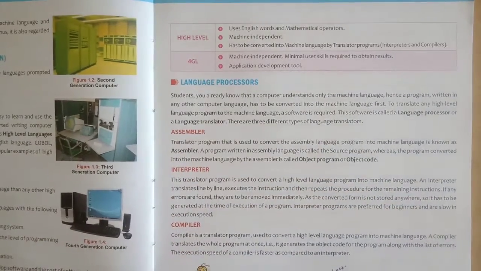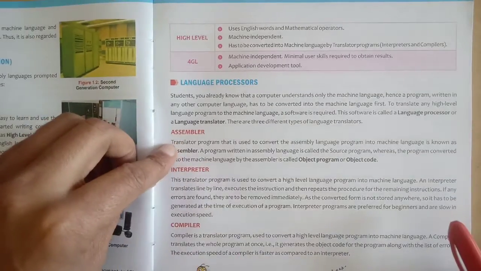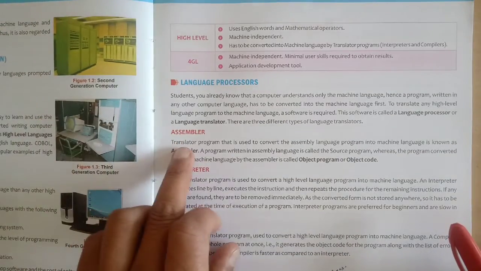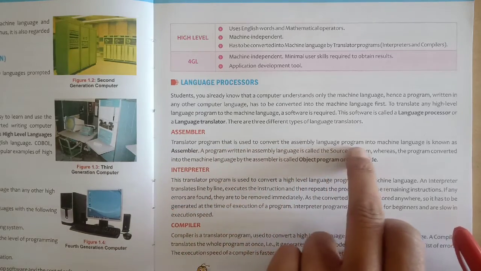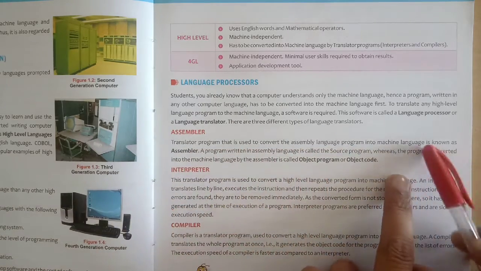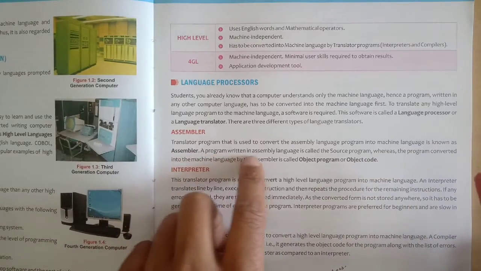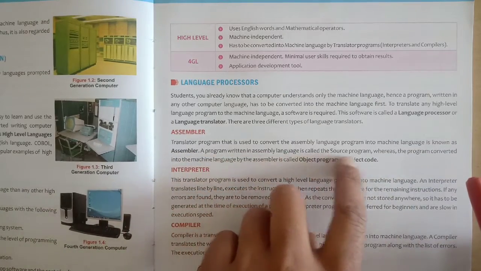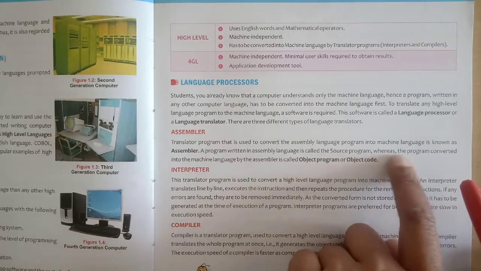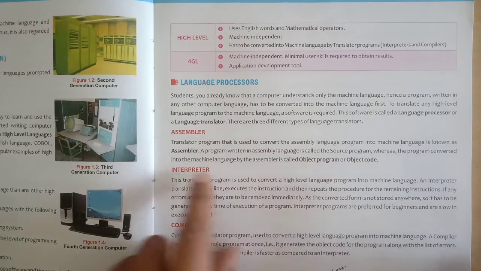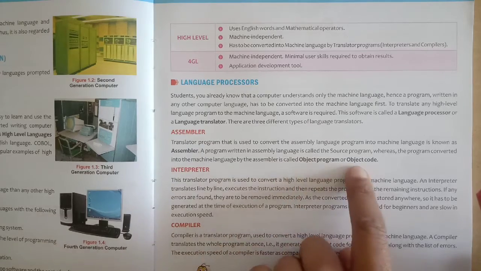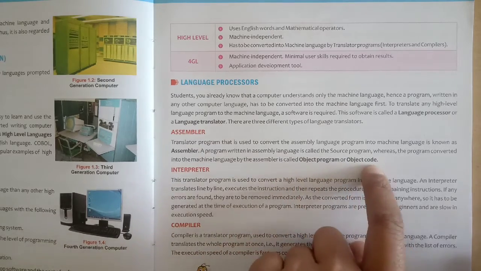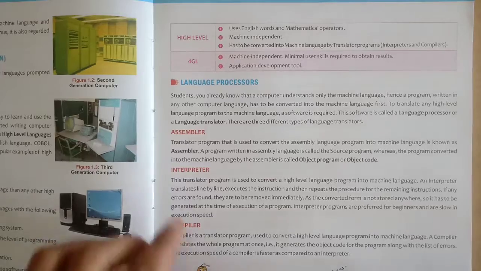So first our language processor is assembler. What is the function of assembler? Translator program that is used to convert the assembly language program into machine language is known as assembler. A program written in the assembly language is called source program, whereas the program converted into the machine language by the assembler is called object program and object code.